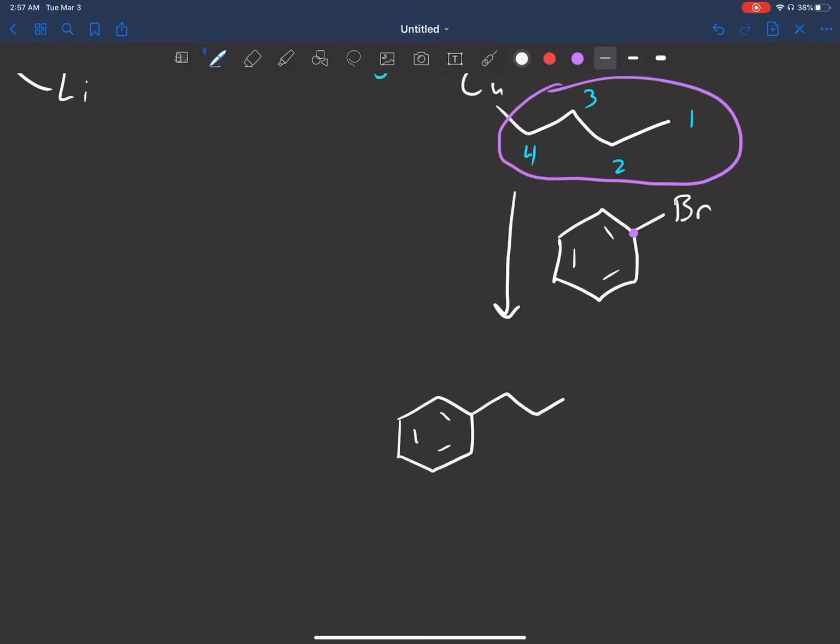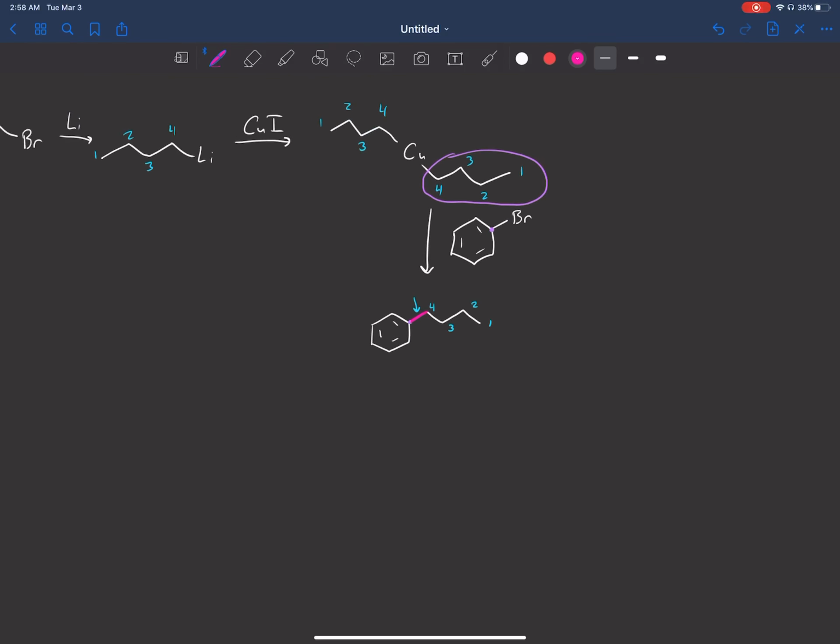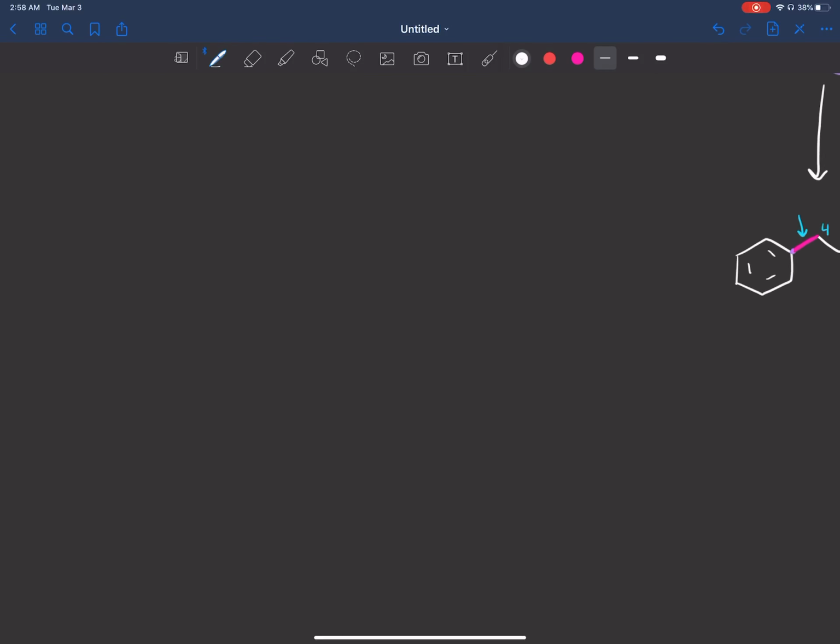1, 2, 3, 4. This is that carbon right there. And let's number to make sure everything works out. 1, 2, 3, 4. All right? And so in this case, we got this carbon chain bound to our benzene, and this is the new bond we formed right there. We were able to get this new single bond, and so that's why these organocuprate reactions are really useful. Let's go through another example.